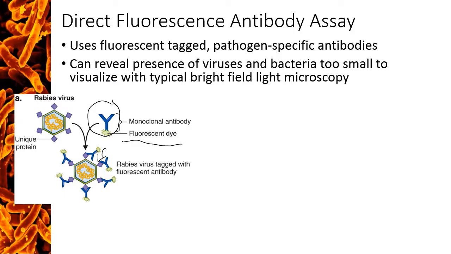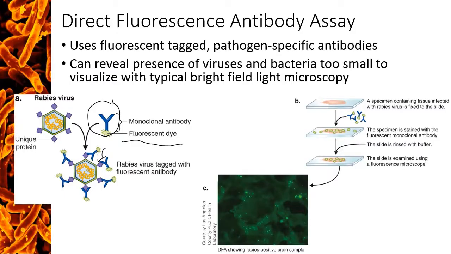You mix the antibody with the tissue sample on a microscope slide, and then you view it using the fluorescent microscope. We can see that this brain sample that we're looking at is infected with the rabies virus because we can see the glowing green dots indicating the presence of the antibody with the fluorescence binding to the virus itself, even if we can't see the virus specifically.